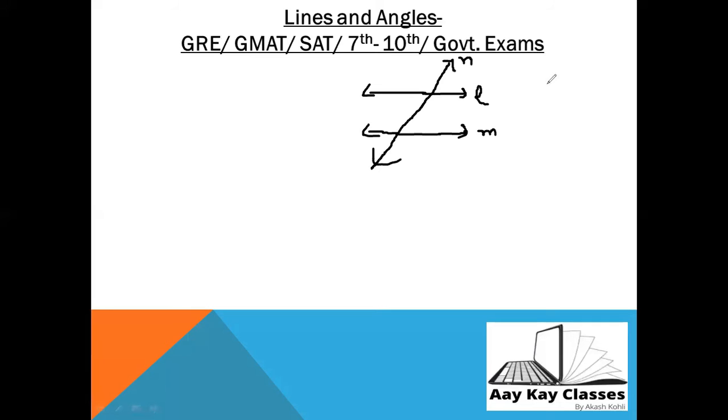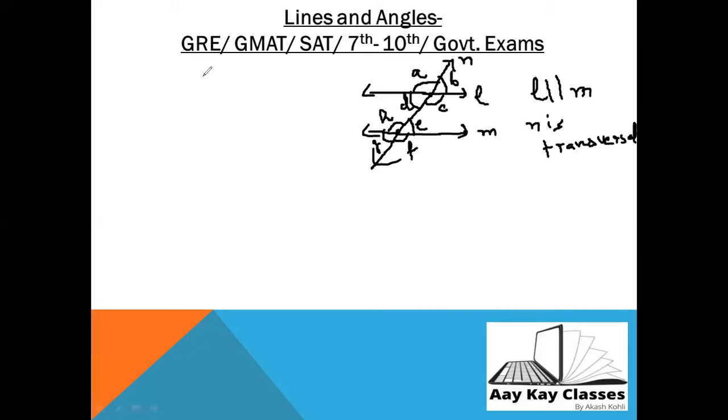So I am writing the conditions. L is parallel to M, and N is the transversal. The transversal is intersecting at these two points. This is the transversal line. So how many pairs of angles are there? The first is the linear pair. So I'm drawing it like this. This is A, this is B, this is C, this is D, E, F, G, and H, right?